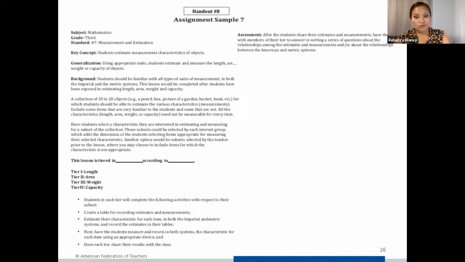So, Rebecca, can I say something to help? Looking at under background, that last paragraph says have students select a characteristic they are interested in estimating and measuring for a subset of the collection. These subsets could be selected by each interest group. So I'm kind of giving you a hint to help you figure out the according to part. Because I think some of you might have some difficulties with that part, to figure out how are we tiering it?